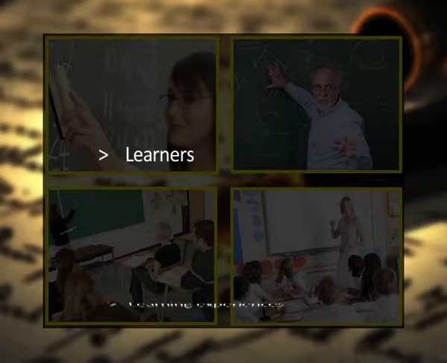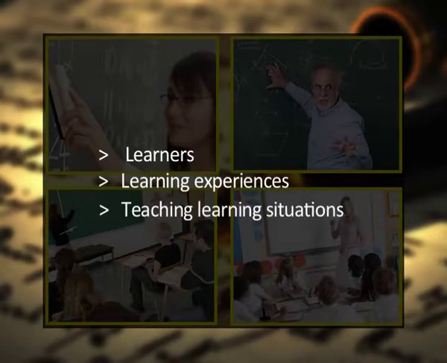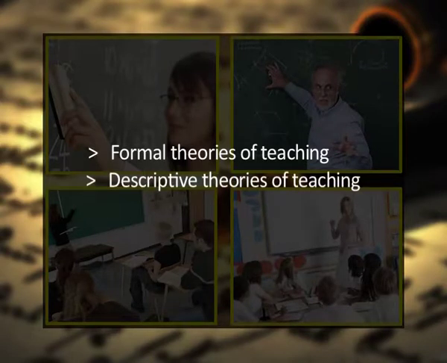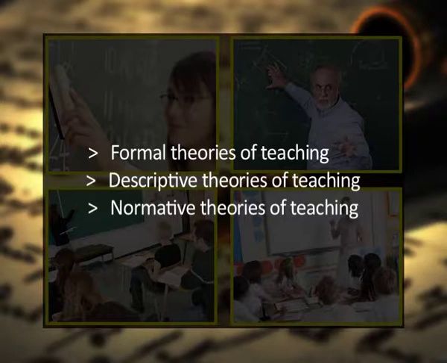Therefore, it's quite important that there cannot be a single theory applicable to all types of learners, learning experiences, and teaching learning situations. Consequently, a number of teaching theories developed by educationists and psychologists are available for enabling the teachers to select and plan their own way of teaching according to the needs of the situation. These theories can be properly discussed by broadly classifying them into the following three groups. The first is formal theories of teaching, second, descriptive theories of teaching, and the third is normative theories of teaching.